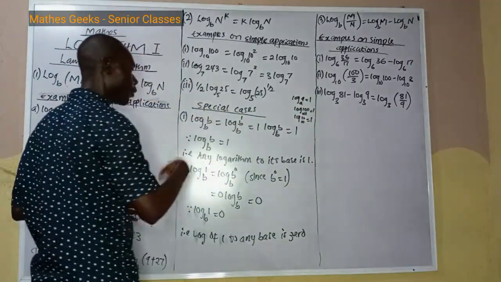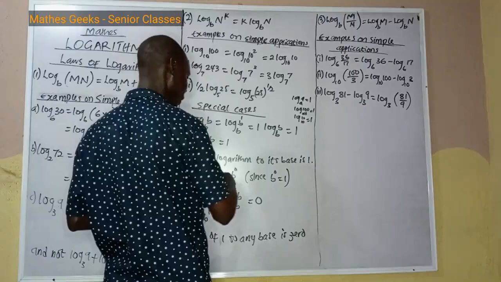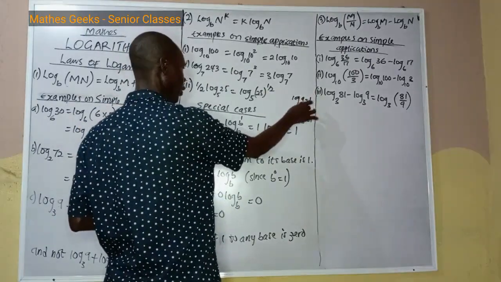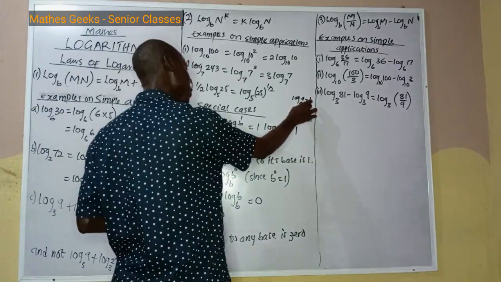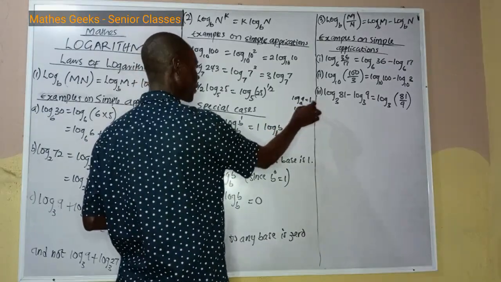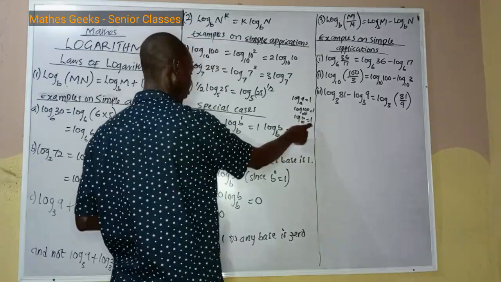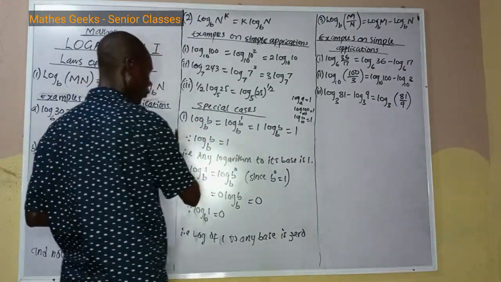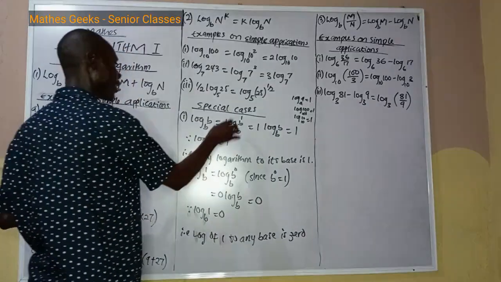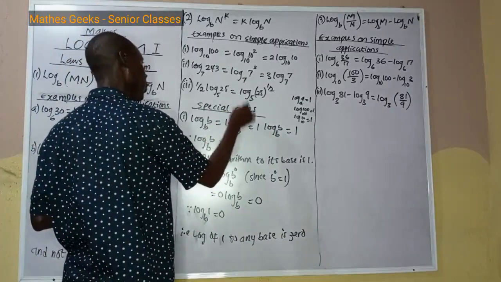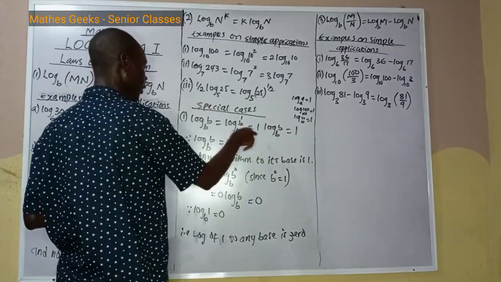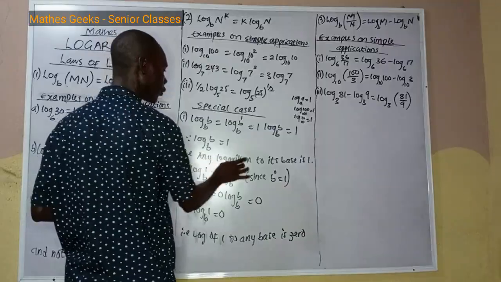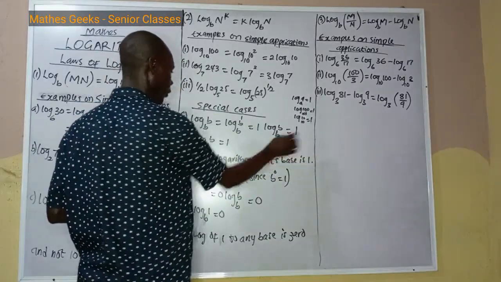Anytime you have the logarithm of a number to its base, say log a to the base a, that's already 1. Logarithm of 100 to the base 100 is equal to 1, and logarithm of 10 to the base 10 is equal to 1. So whenever you come across any log in this form, it could be any number, but as long as it's the logarithm of a number and the base is still that same number, then automatically it's equal to 1. So the rule is: any logarithm to its base is 1.